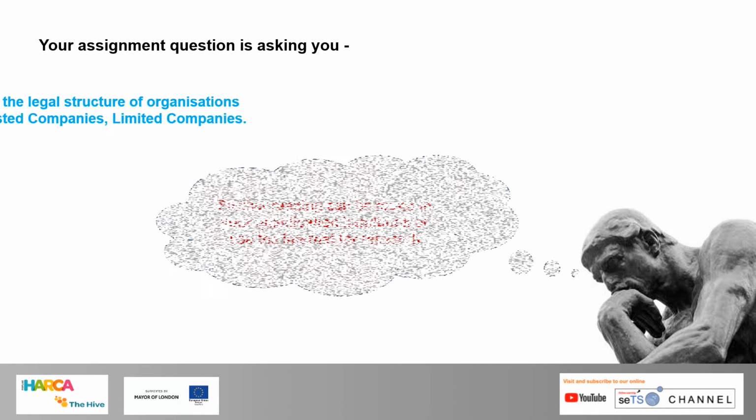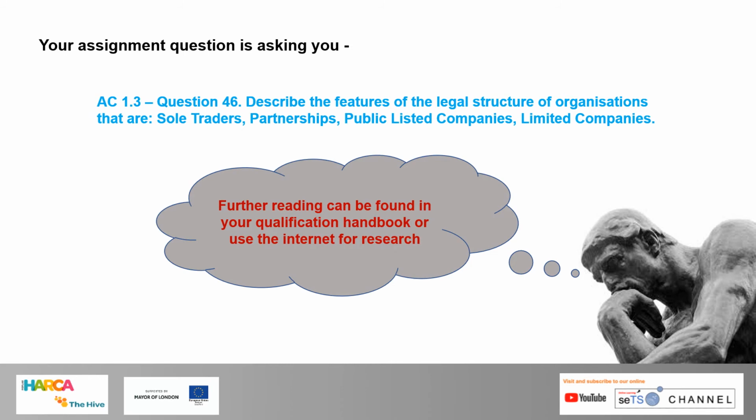Your assignment question is asking you for question 46 to describe the features of the legal structure of organisations that are sole traders, partnerships, public listed companies and limited companies. Examples from headings include sole trader, a business owned and run by a sole trader, sometimes referred to as a proprietor or freelancer. The sole trader has full responsibility for the business, their tax, their national insurance, the payroll, the welfare, the health, the safety.